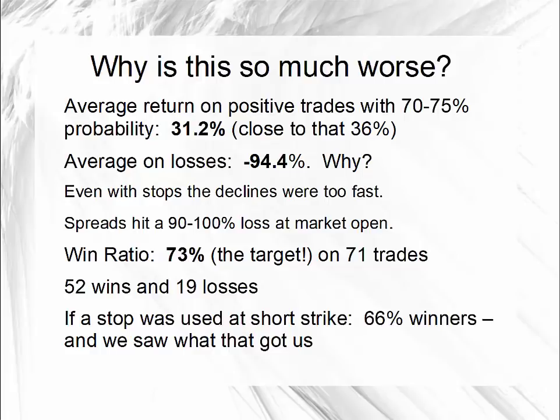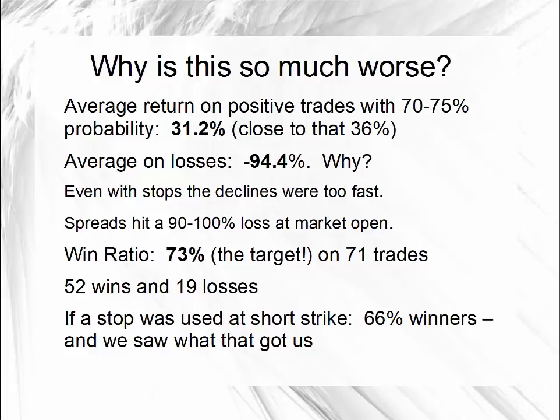Now the win ratio, using the same criteria that was successful with an 85% or higher probability, but looking at the 70 to 75%, we hit the win ratio we wanted. 73% winners on 71 total trades, 52 wins and 19 losses. But those losses were at 94.4%. So even though we only had a 3-to-1 or 4-to-1 win ratio, each loss we're taking was wiping out, as you can see, more than three trades. And we're right about a 3-to-1 ratio. Now here's the trick. We'd have to use a stop to minimize these losses, but a lot of times it wouldn't have.